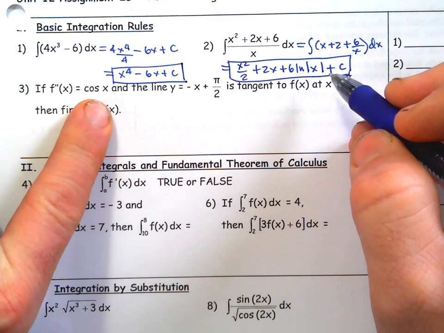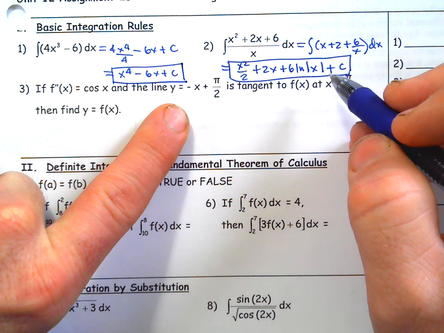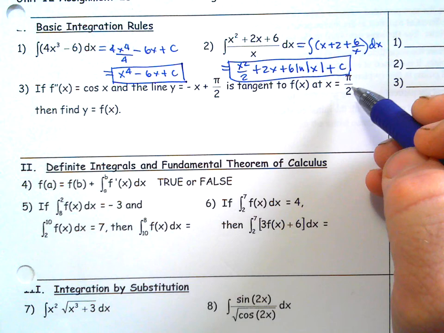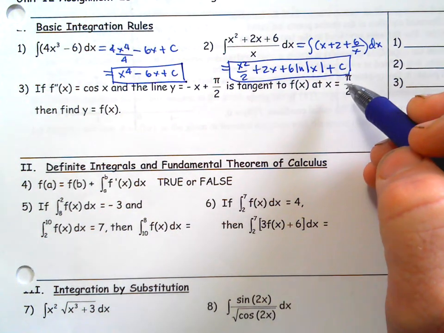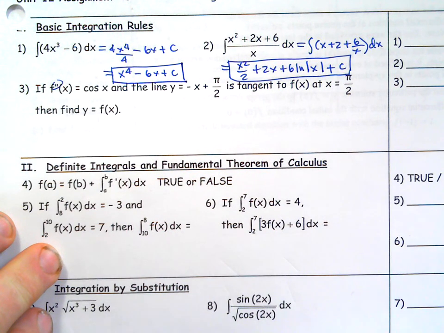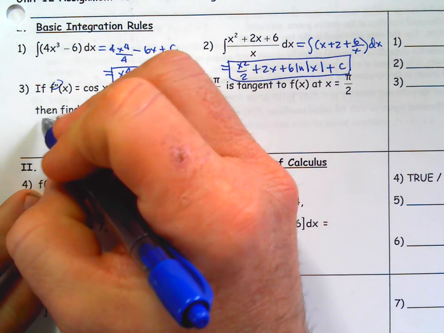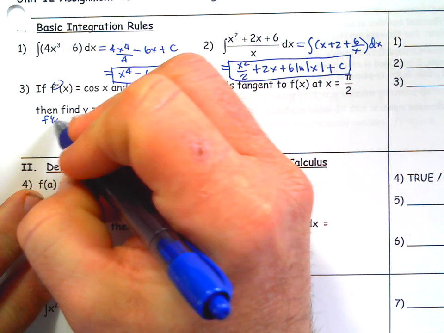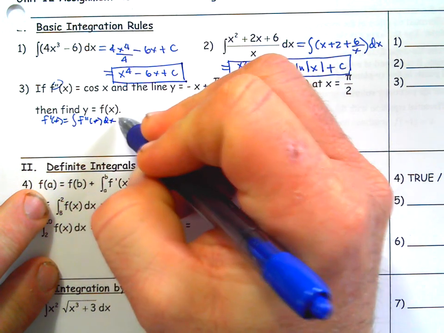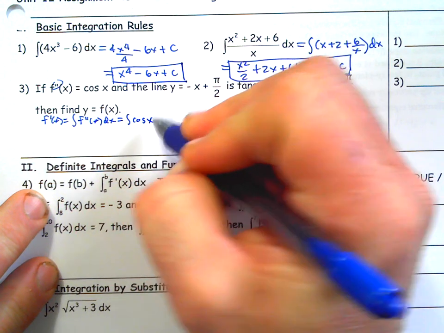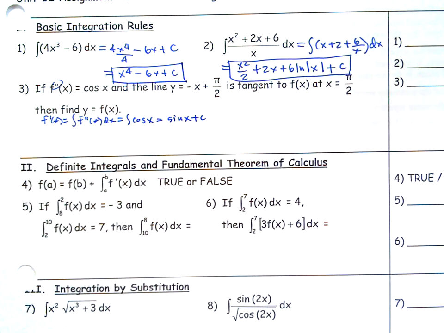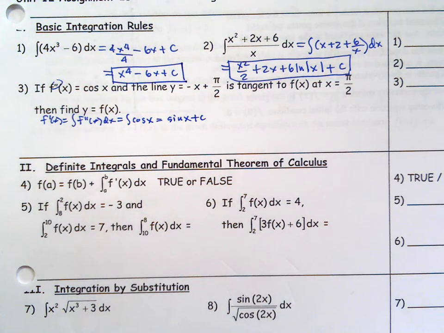Second derivative, and the line is tangent to f of x. Okay, so we have a tangent line to the original curve, and we want to find the original curve. Now, we're starting with the second derivative, so we have to integrate backwards twice, undo the derivative twice to get to the original function. So the first derivative equals the integral of the second derivative, which is the integral of cosine x, which is going to be sine x plus c.